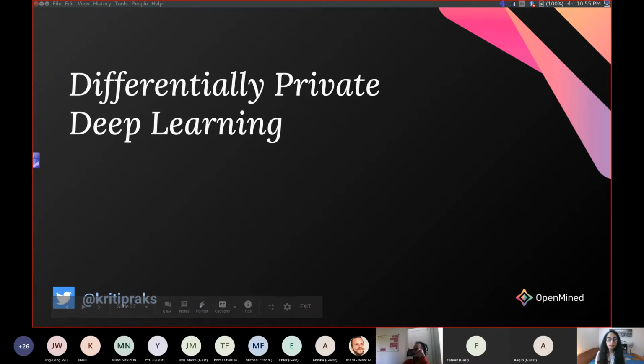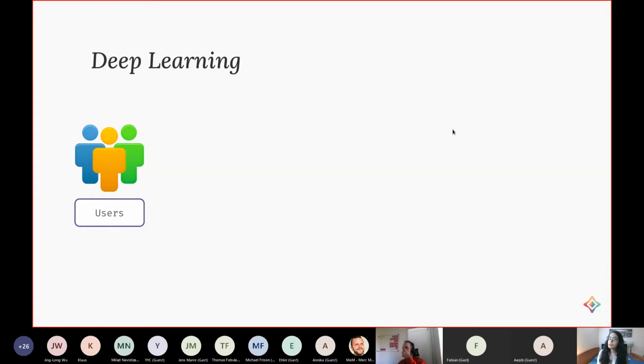Okay, I'm going to continue. So this section is applying differential privacy to deep learning. I'm sure most of you have a decent background in what deep learning does, what it's trying to achieve, and I'm going to just talk about it briefly.